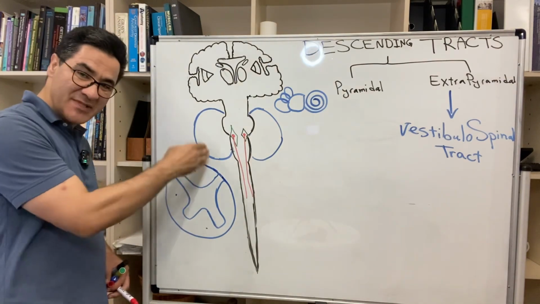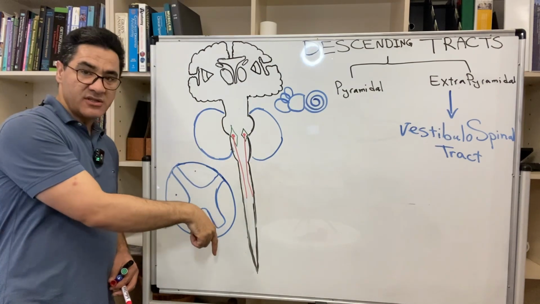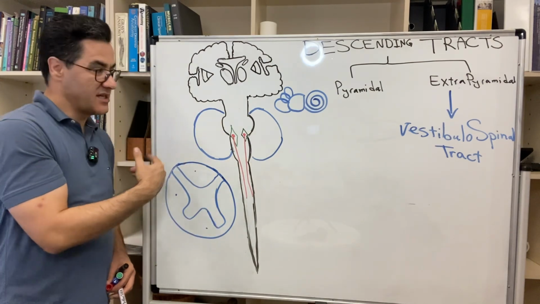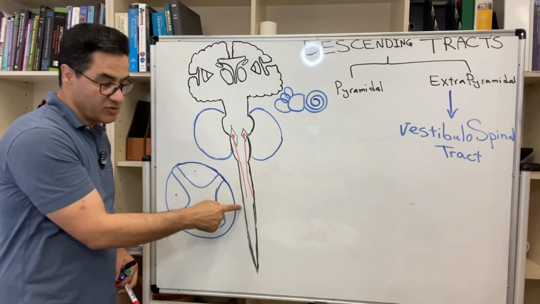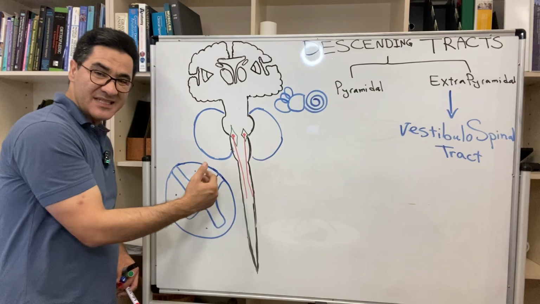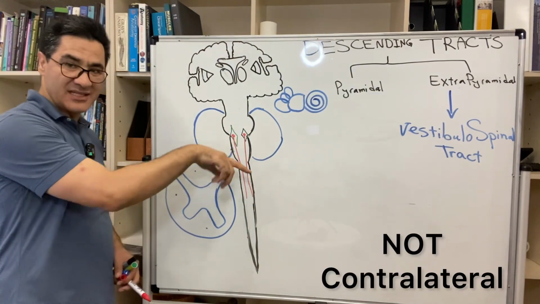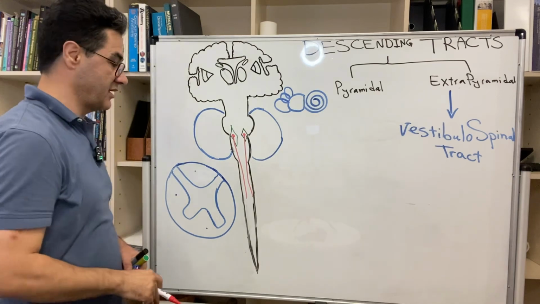So it's ipsilateral. I mean it runs all the way down on the same side, from the right side nucleus to the right side of the spinal cord, and the left side nucleus to the left side. It's ipsilateral. It's not contralateral because there is no decussation. There is no crossing of the midline.